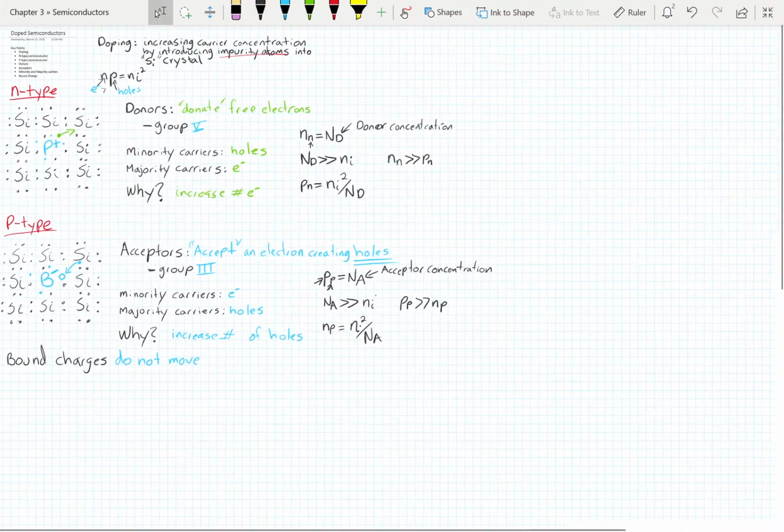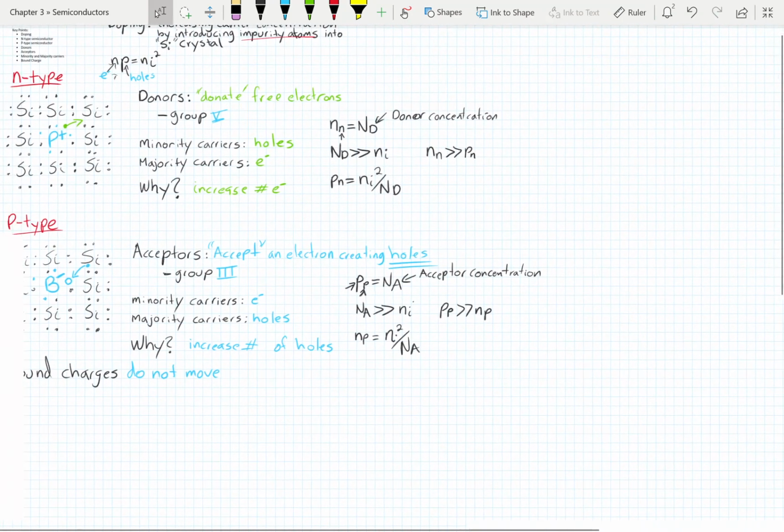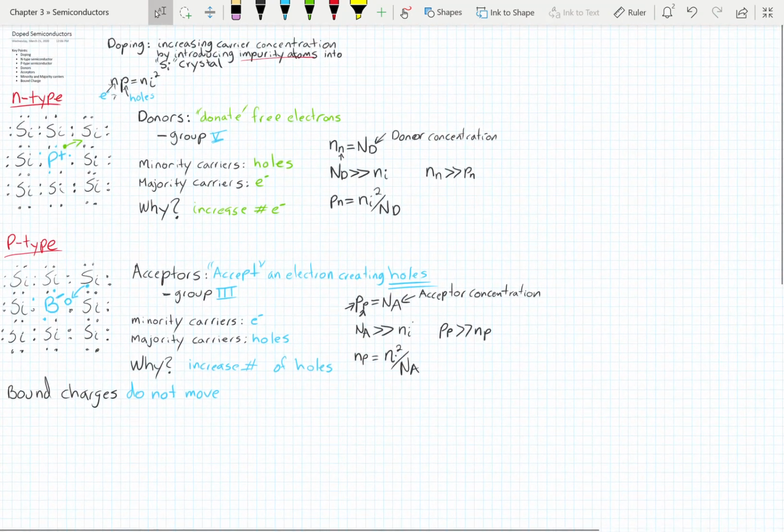So here is everything that you need to know for this section. Remember what doping is. I have the definition right there. What are the differences between n-type and p-type semiconductors? What are donors and acceptors? What are the minority and majority carriers? Try not to confuse them. And what is a bound charge?